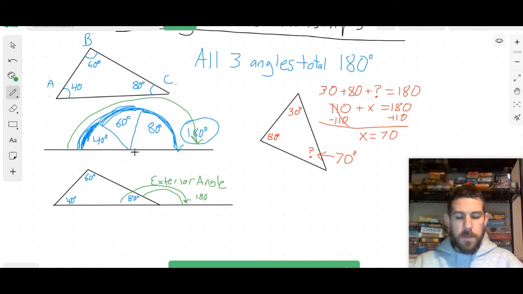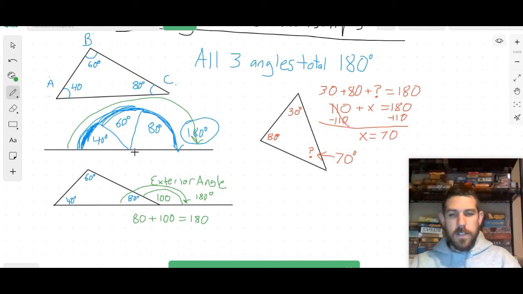80 plus what makes 180? 80 plus 100 would make that 180 degree angle. So you see the 80 degree angle inside the triangle plus the exterior angle will also total 180. So there's our exterior angle. We can figure that out using our supplementary angle math.